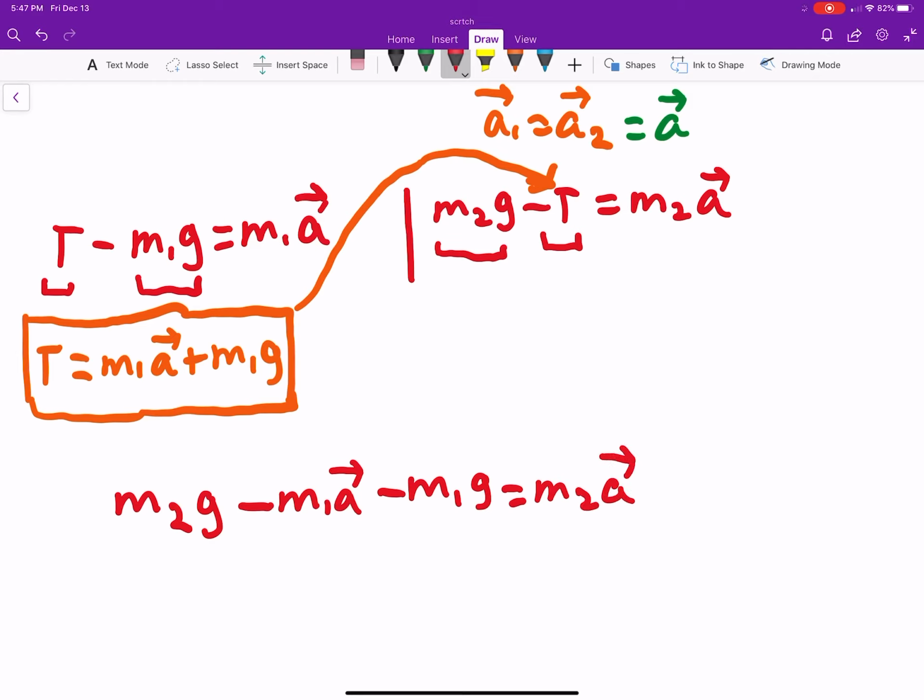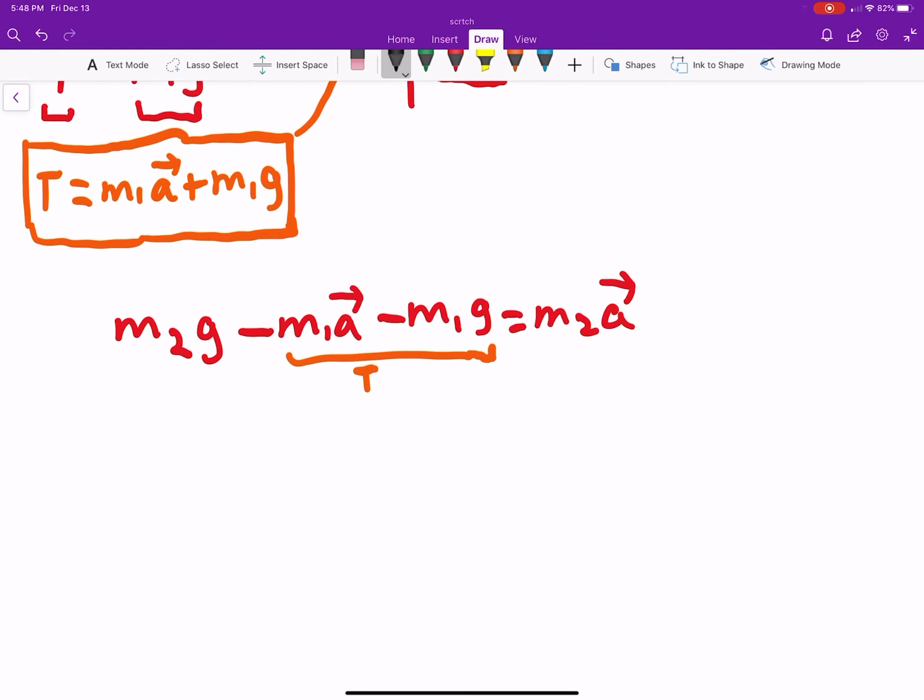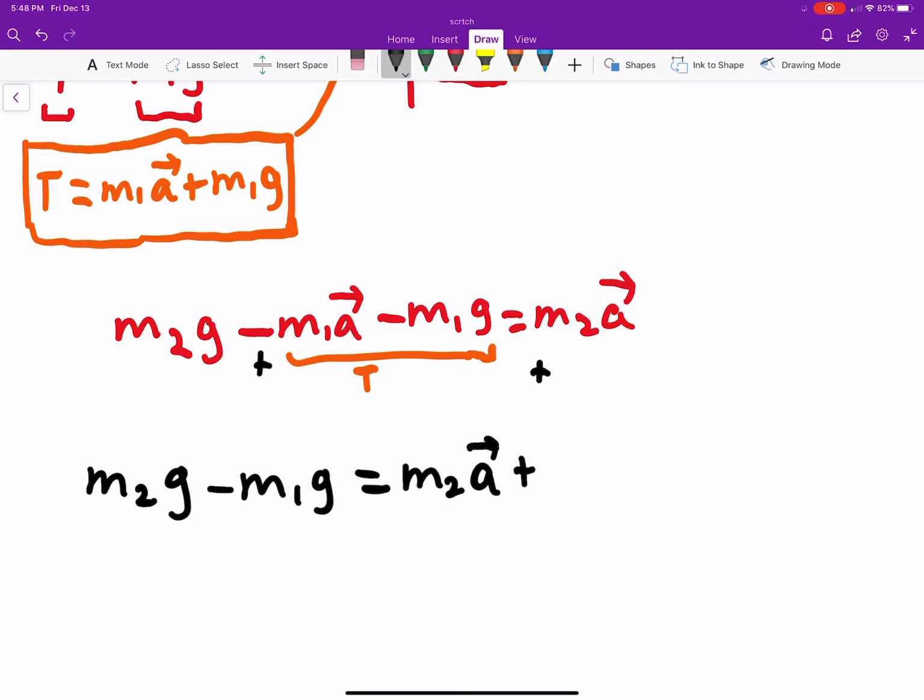Okay, so instead of tension, I just plugged in what we have in orange, which is this part. This was our tension. I just substituted it in and distributed this negative. Okay? Well, if we want to solve an equation, we have one equation, one unknown. This is straightforward. All we have to do is get our unknown on one side. So I'm going to add this to both sides. So we're left with m2g minus m1g equals m2a plus m1a.